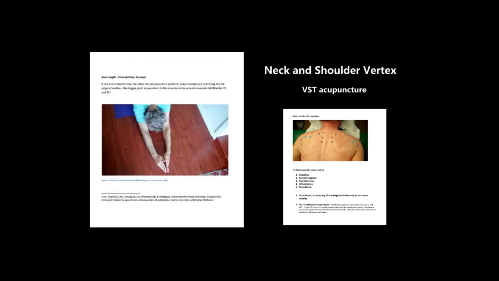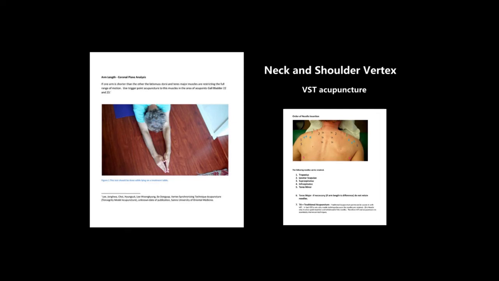Onwards now to the arm length, coronal plane analysis. If one arm is shorter than the other, the latissimus dorsi and the teres major muscles are restricting the full range of motion. Use trigger point acupuncture to this muscle in the area of acupuncture points gallbladder 22 and 23. So in this picture, my arm length looks different.